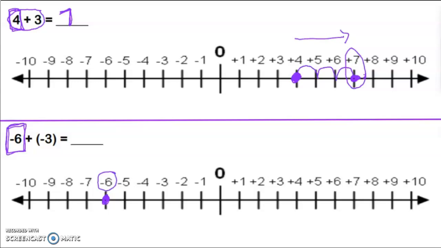But in this case, we're going to add 3 more negative numbers, okay? When we are adding a negative number, that means that we are going to move that dot to the left. We're going to add it in the negative direction. 3 negatives from that -6 puts us at 1, 2, 3 more negatives at -9.